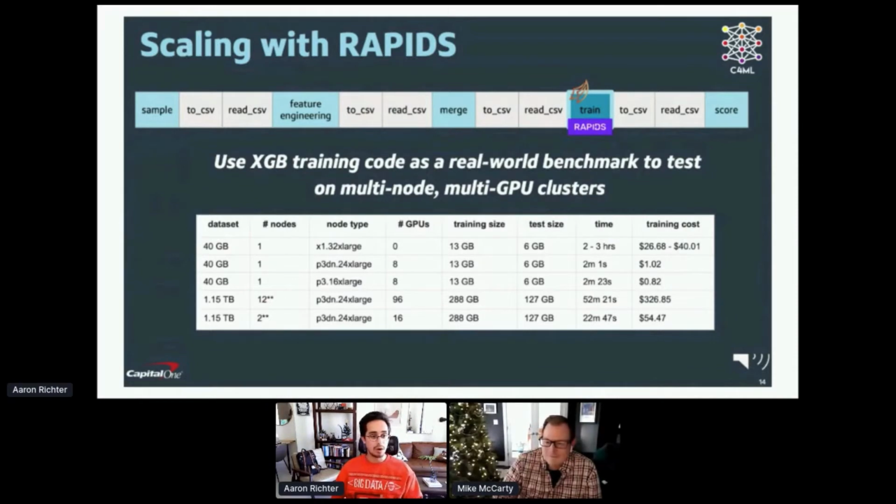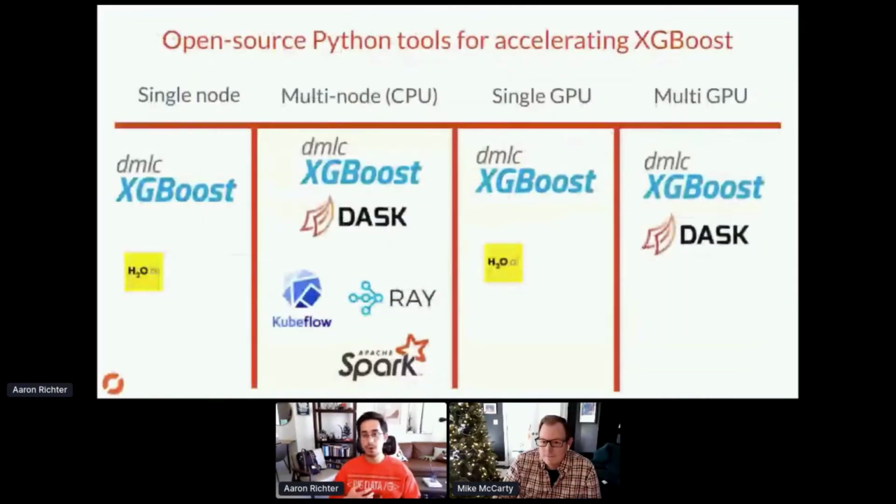XGBoost is a really tried and true machine learning tool within the data science world, and there are a lot of tools that interact with it, a lot of software packages that aim to accelerate it. So we want to give a little bit of background and some context, and then discuss why we're talking specifically about Dask and Rapids here. This is aiming to show you all of the different options when it comes to open source Python tools for accelerating XGBoost.